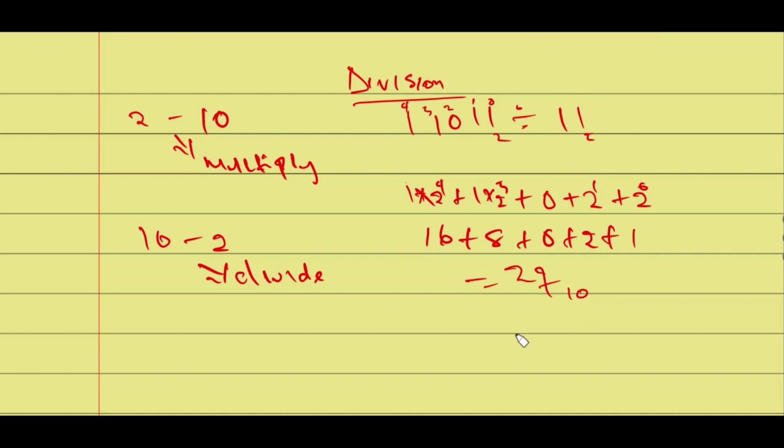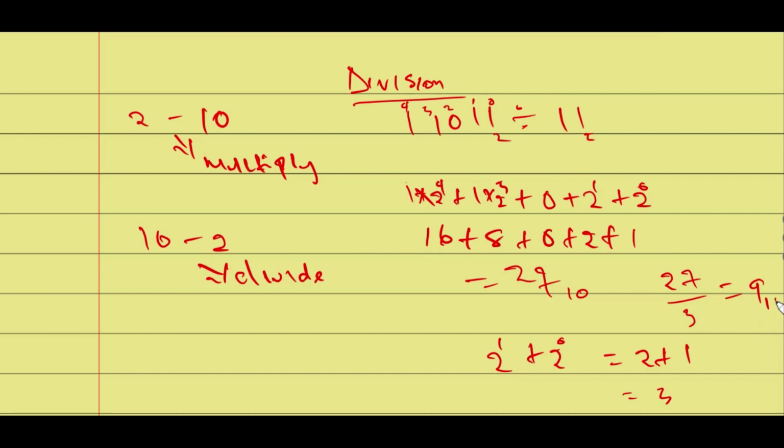Let's do it for 11. So this will be 2 to the power of 1 plus 2 to the power of 0. So this would be 2 plus 1. So this is 3. If we go ahead and divide, we have 27 divided by 3, which is equal to 9.